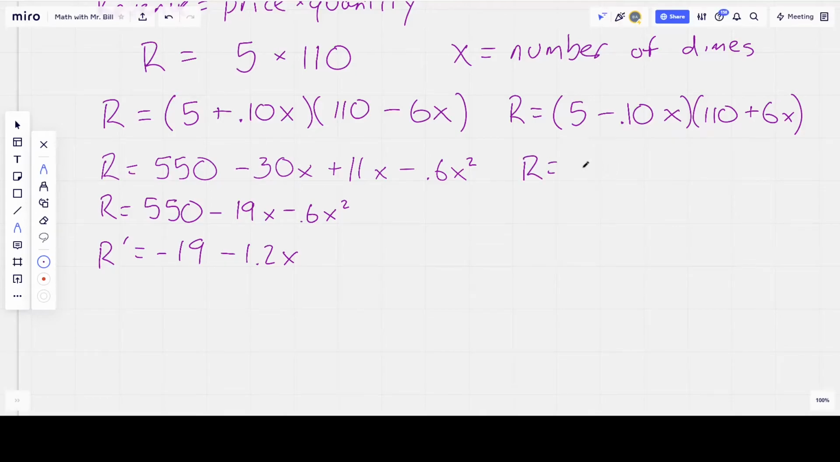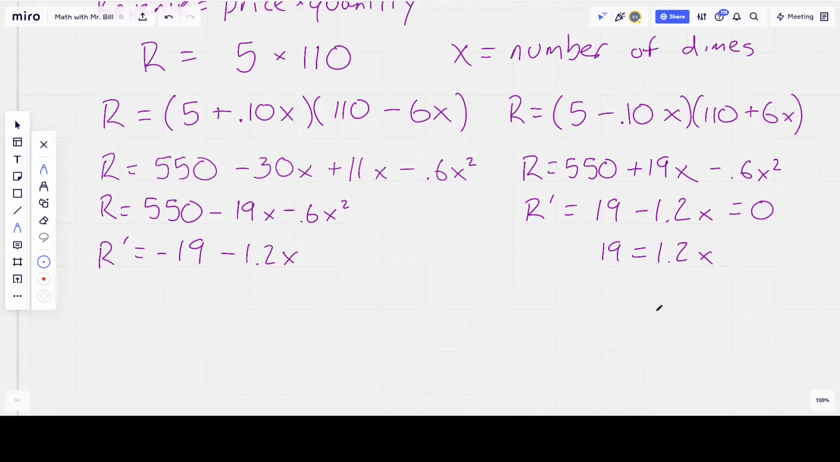So R here is equal to 550, and then it's plus 30x minus 11x, so that's going to be plus 19x, and then minus 0.6x squared. So now when we take the derivative of this, we get 19 minus 1.2x, and so when we set that equal to 0, and we solve it, we get 19 is equal to 1.2x, and then divide by 1.2, and we get x is equal to 15.83.